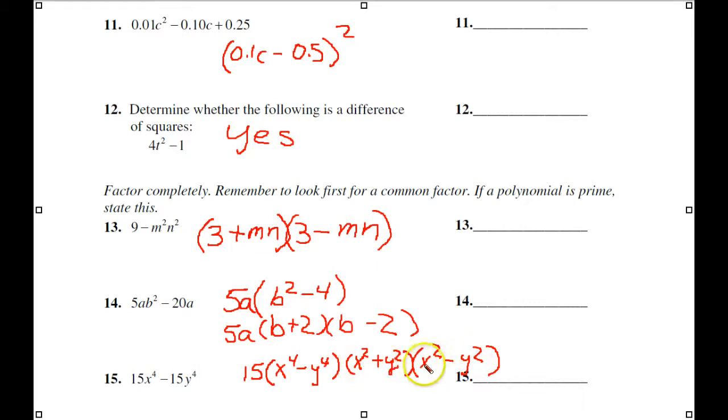Now if you left it like this, that would be maybe partial credit, but if you put this into MATLAB, they're going to count it wrong. Why? Because this can still be factored. This one over here can be factored into y. Let's put the x first, though.